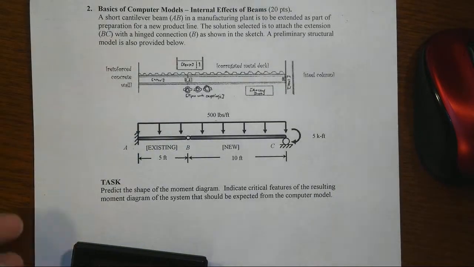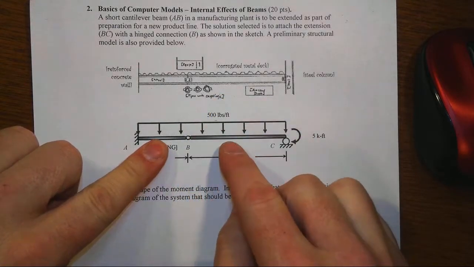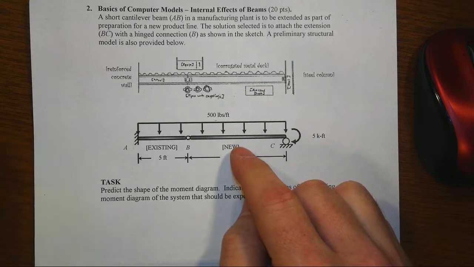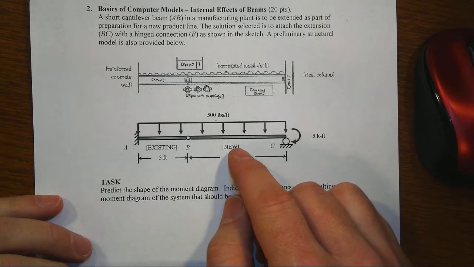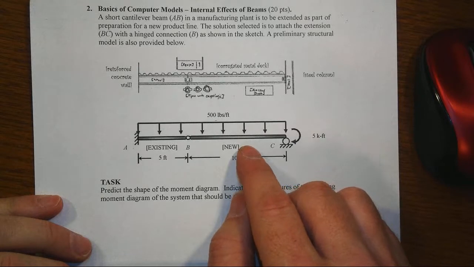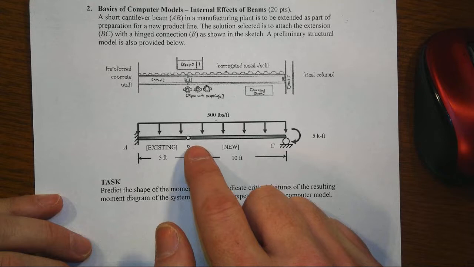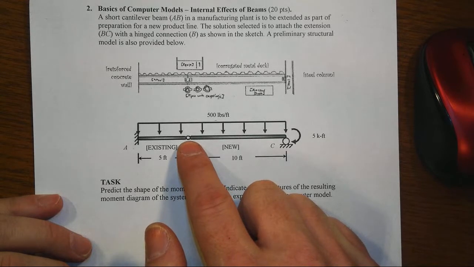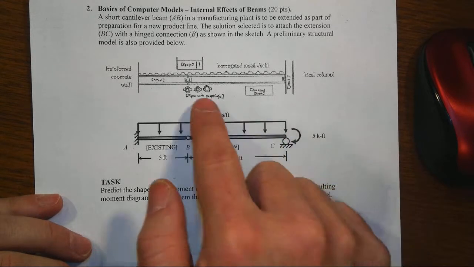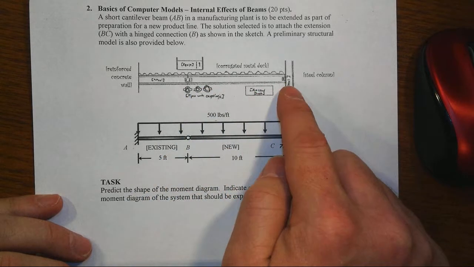Okay, in this second item on the exam, we've got a cantilever beam that we are extending in this industrial situation to help support additional equipment associated with a product line. And a senior engineer has decided that what we're going to do is create a hinged connection here and then take that beam on over and connect it to a steel column with a web-only connection.